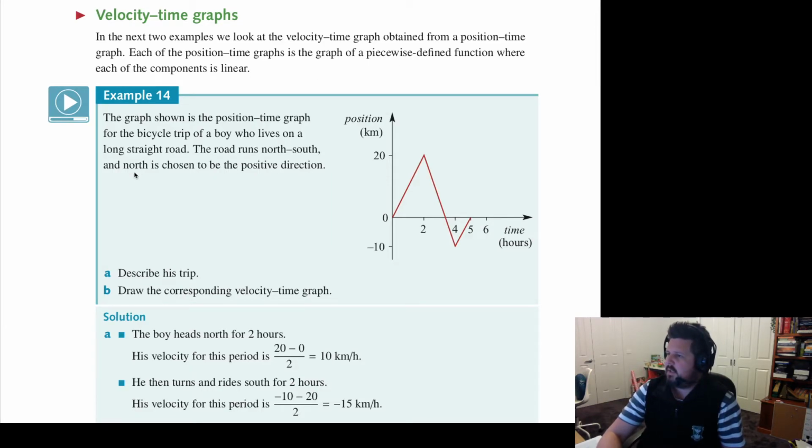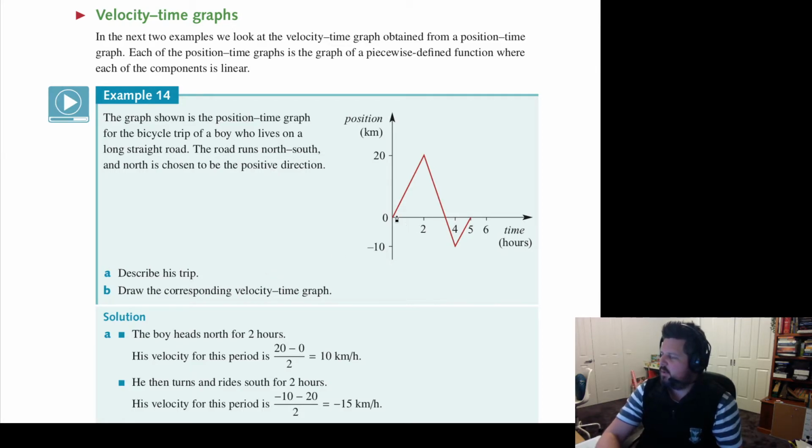So this one here says the graph shown is the position time graph for a bicycle trip of a boy who lives on a long straight road. Perfect. It turns out the road runs north to south, and north is chosen to be the positive direction. So up here, positive direction, that's north. Imagine that's north, and this one here is south, down this way. It says describe his trip.